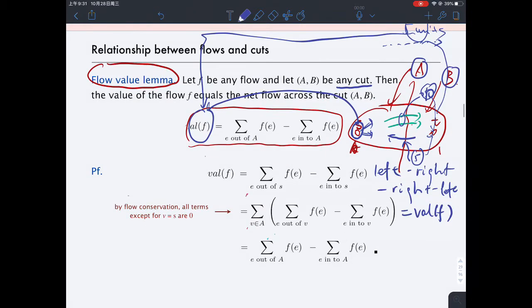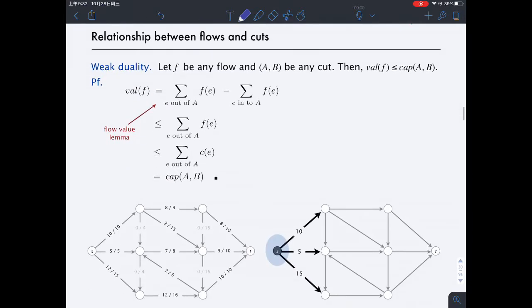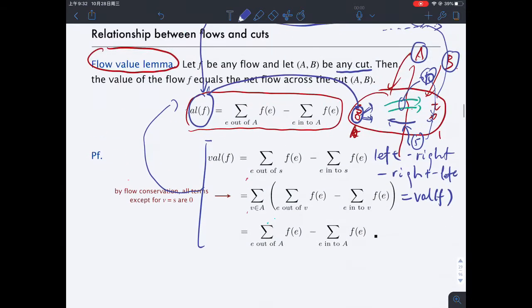And there is a rigorous proof of the correctness of this lemma, which we did in the last lecture. So in case you want to review, you can go back to the last lecture's video and look at how this is proven, right? So now we have finished the flow value lemma.